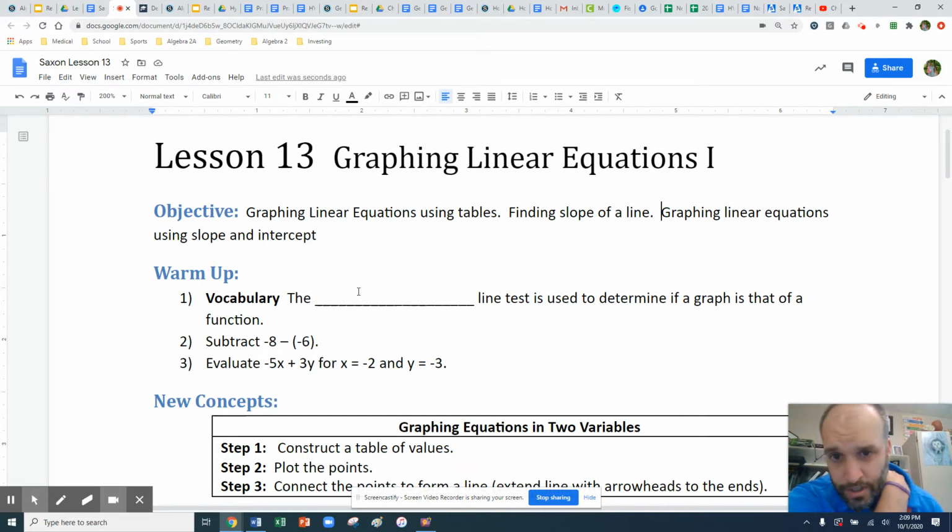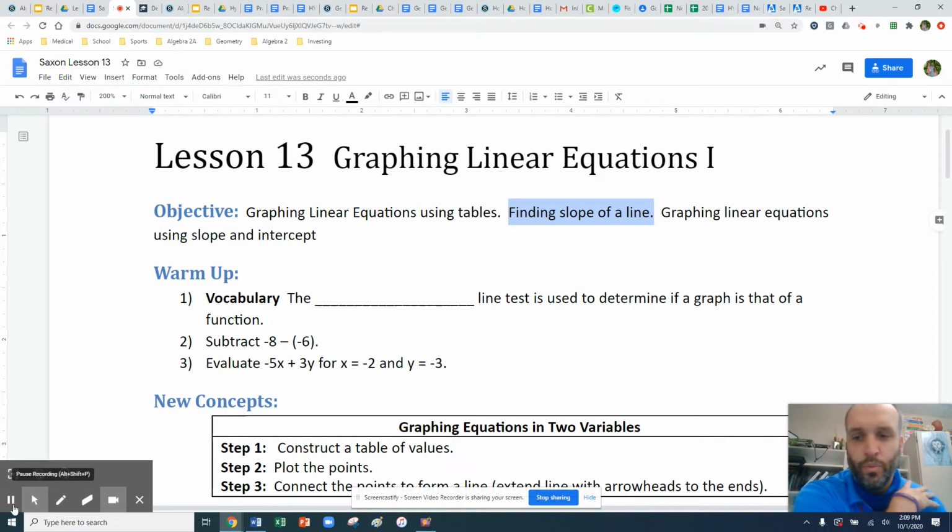Our goals today are to graph linear equations using tables, find the slope of a line, and then graph linear equations using the slope and intercept, for which we're going to use y equals mx plus b, slope-intercept form.